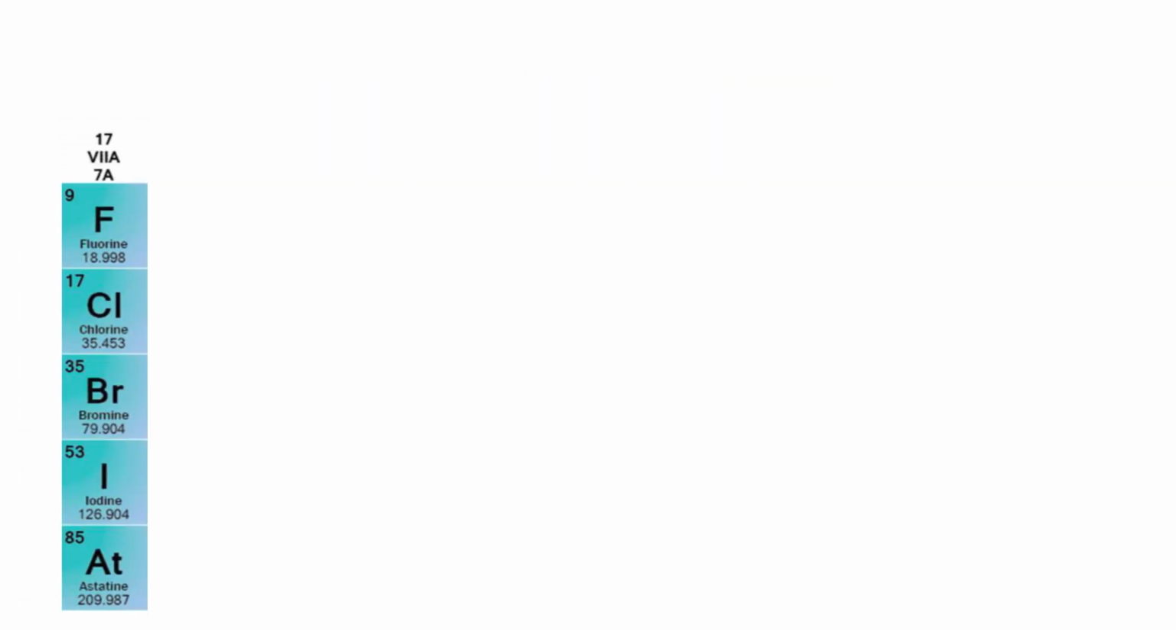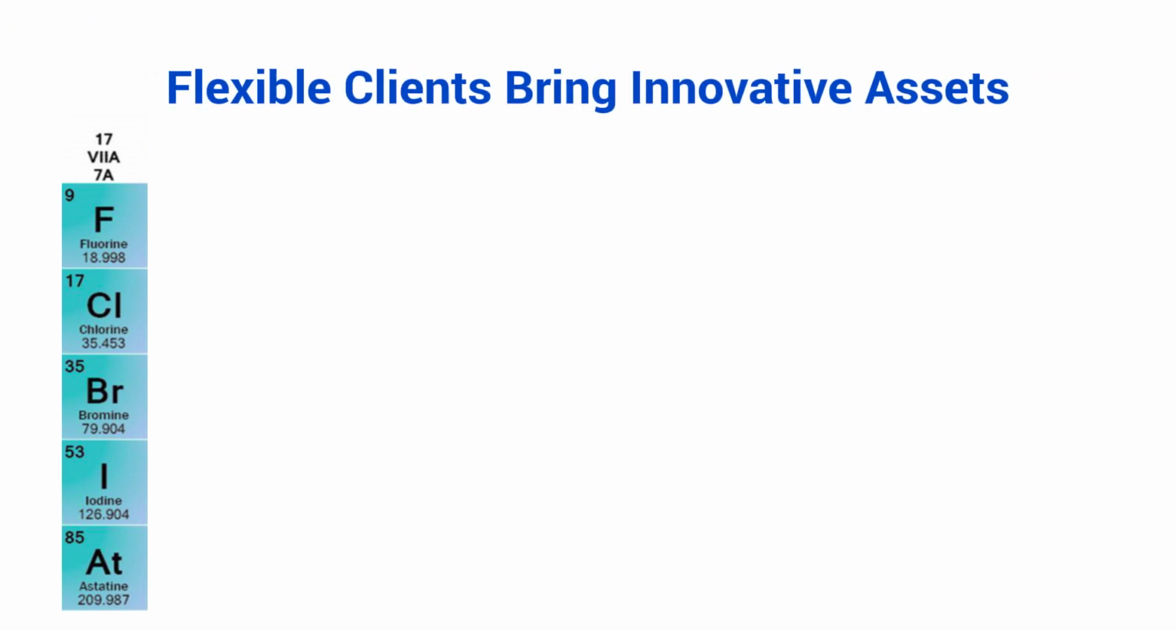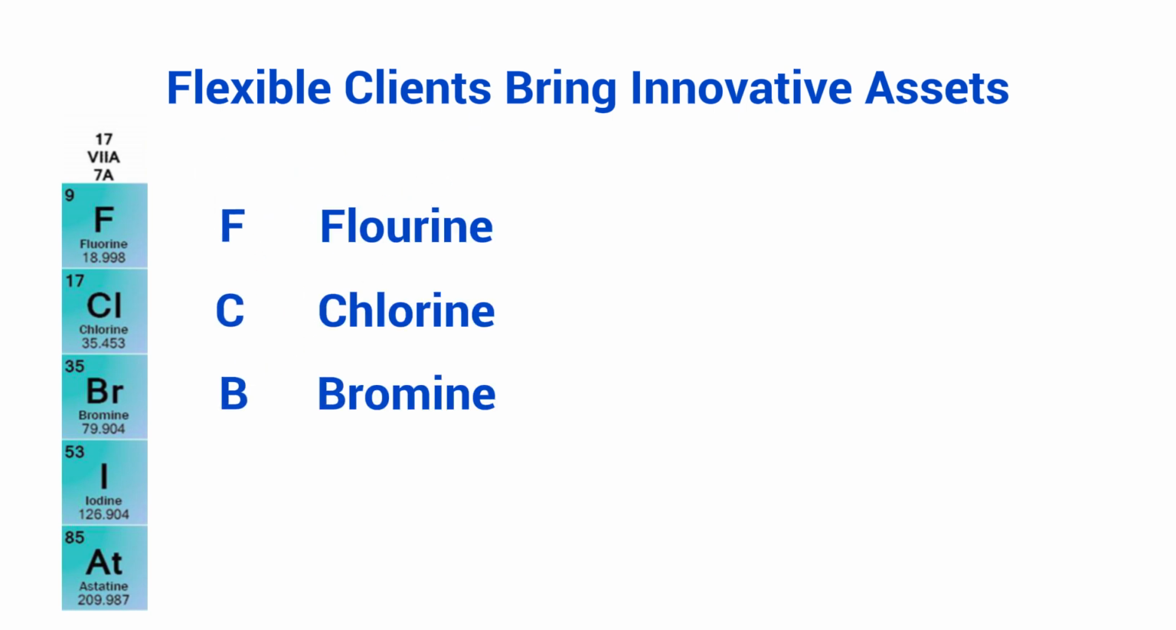Here comes Group 17, which is halogens. This includes fluorine, chlorine, bromine, iodine, and astatine. Flexible clients bring innovative assets. Each first letter represents an element name. F for fluorine, C for chlorine, B for bromine, I for iodine, and A for astatine.